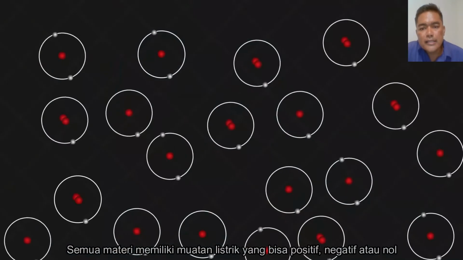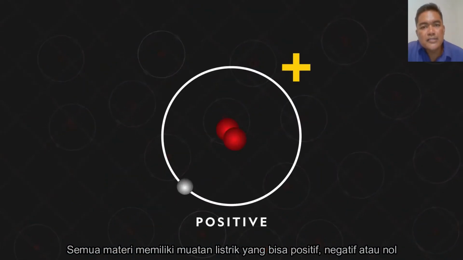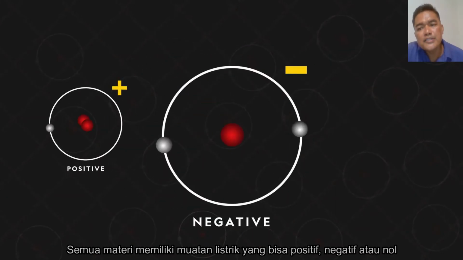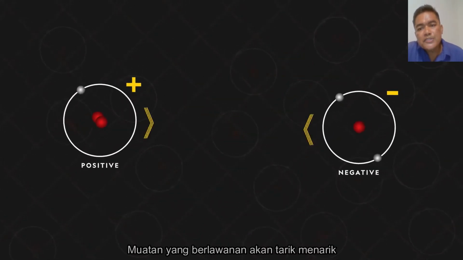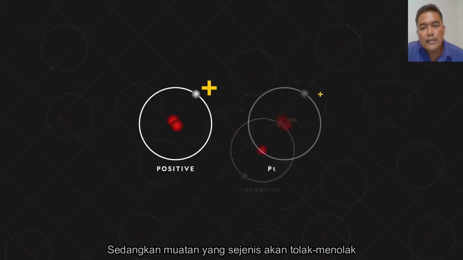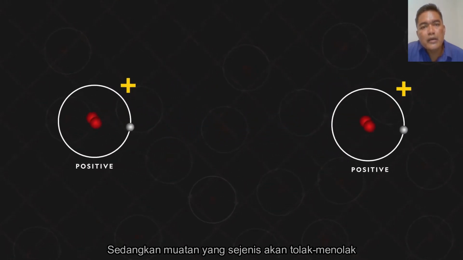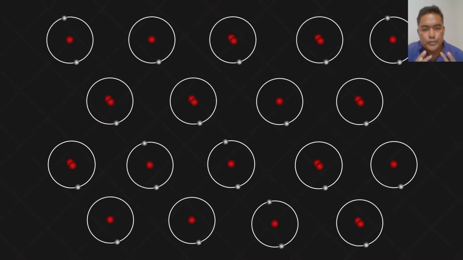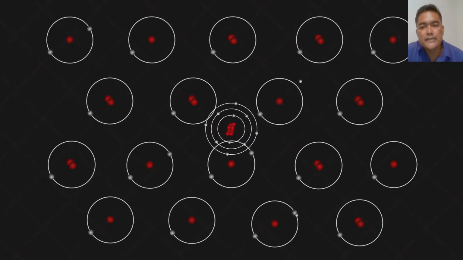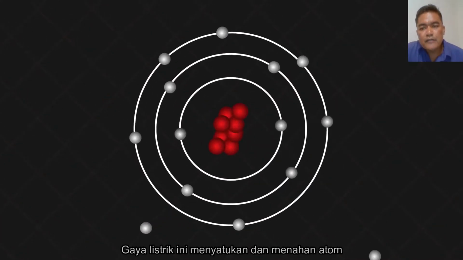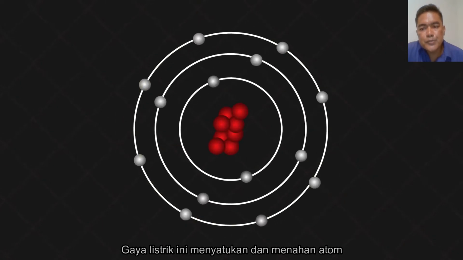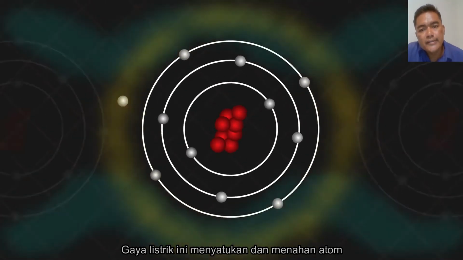All matter has an electrical charge which can be positive, negative, or zero. Opposite charges attract while like charges are repelled. So it's two different directions. This electric force brings and holds atoms together.